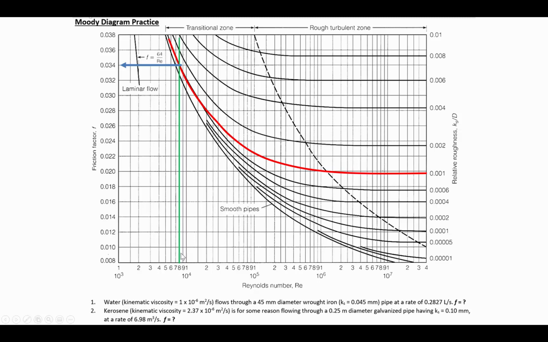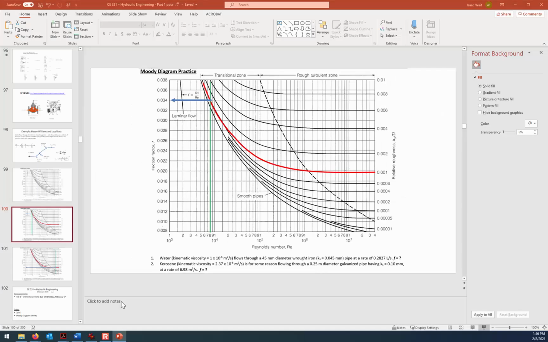So here the 8 times 10 to the 3rd comes up to our relative roughness curve, and then to the left over gives us 0.034 as the f value. And so that's kind of an extreme case to have a Reynolds number that low. Maybe you wouldn't see it very often unless you have a very low flow rate, but it ends up giving us a high friction factor that's going to apply in these low flow rate conditions.